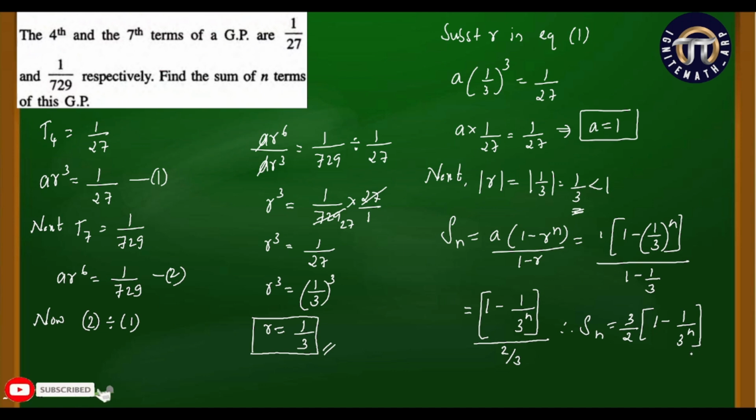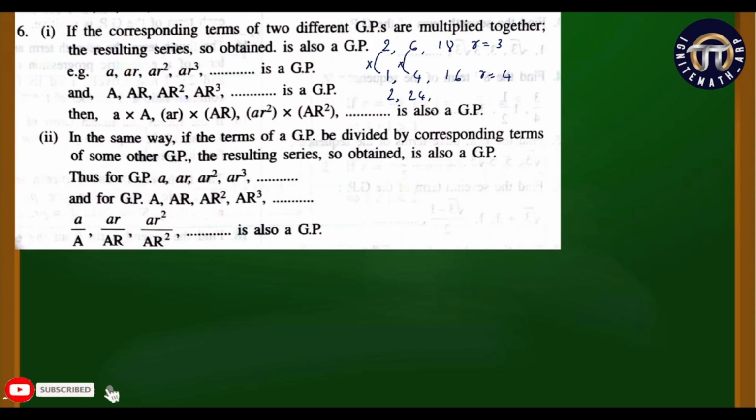Now let us see the next question. When I multiply 18 with 16, children, I'll get 288. So this also is going to be a GP. You can check the common ratio here. Common ratio will be 24 by 2, that is 12. Even if you divide 288 by 24, you also get 12. So since the common ratio remains the same, this also is going to be a GP.